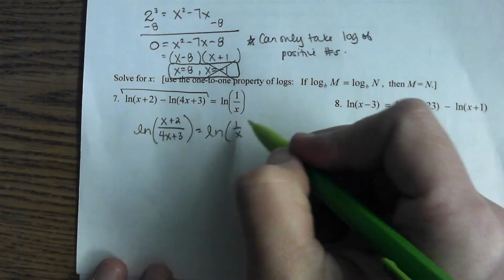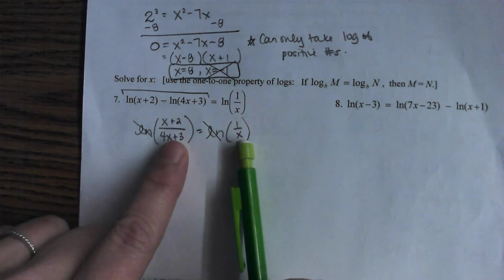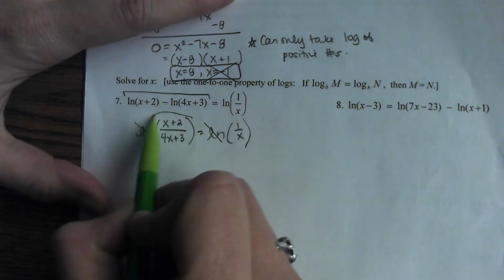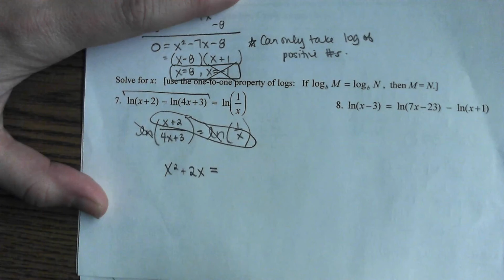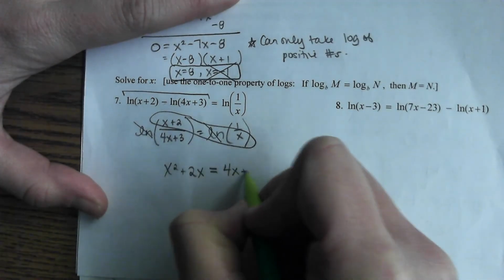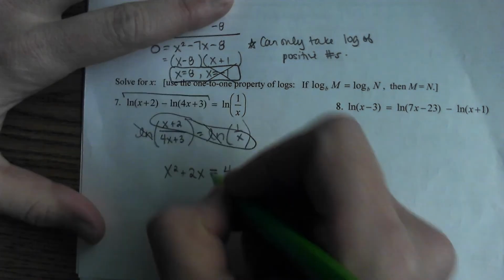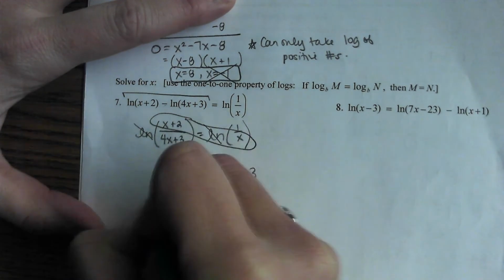And then once you have a single log on the left and a single log on the right, they'll just cancel. The logs will just cancel, and that's the equation we're solving. And how would you solve that? Cross multiply, good, Brock. So cross multiply, you get x squared plus 2x and 4x plus 3. So subtract your 4x over, subtract your 3 over.